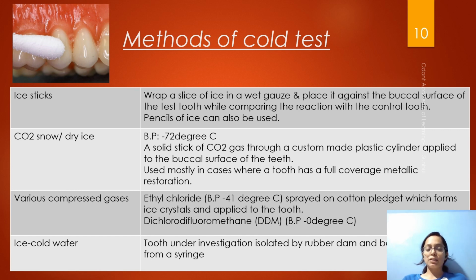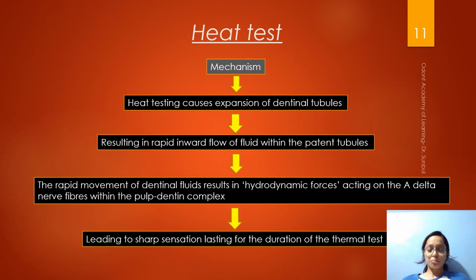Then a very easy method is using ice cold water. So what we'll have to do is, here we need to isolate the particular tooth of concern. So we'll have to use a rubber dam. We'll isolate that particular tooth, probably 2-3 more, one adjacent and one contralateral as well, so that we can compare it. So we'll fill the syringe with ice cold water and then we'll put it on the tooth and then we'll elicit the response.